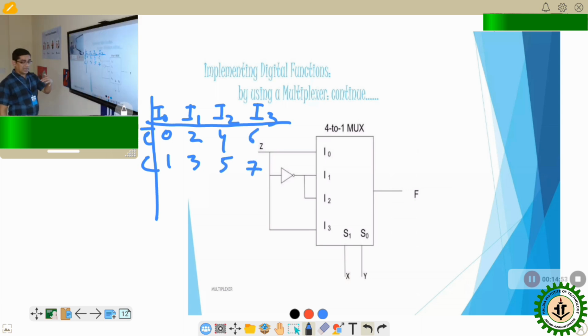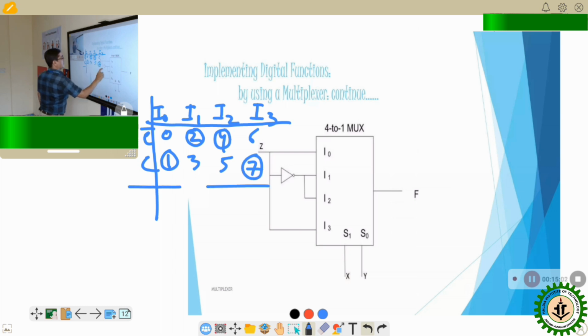And the given values in the function are 1, 2, 4, and 7. So where 1 is circled, it lies in C, so we take C. Again 2 lies in the complement of C, so we take the complement of C. Again 4 is the complement of C, and 7 is C.